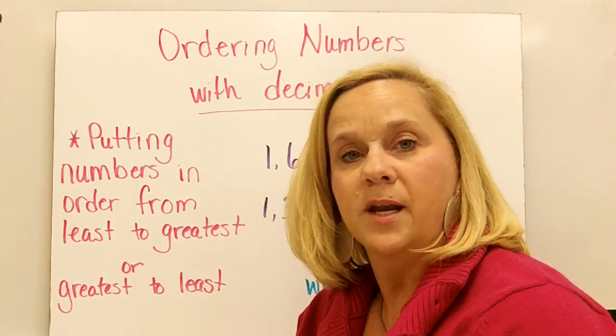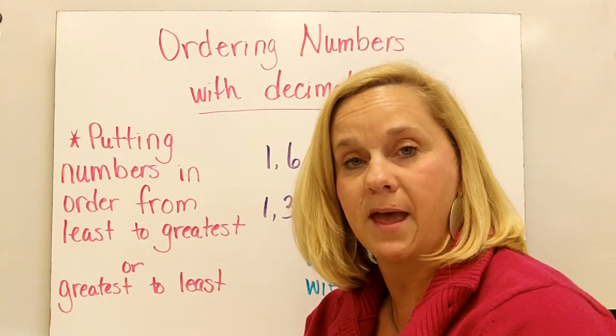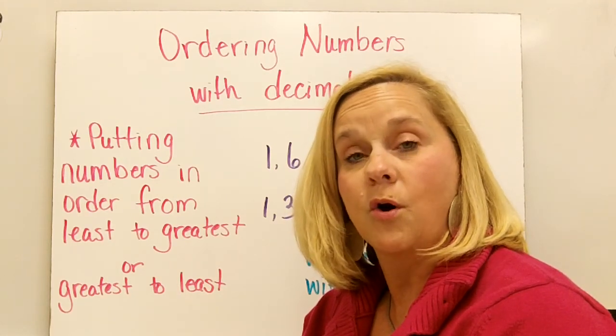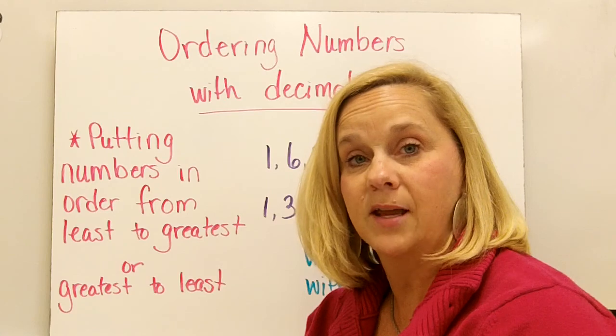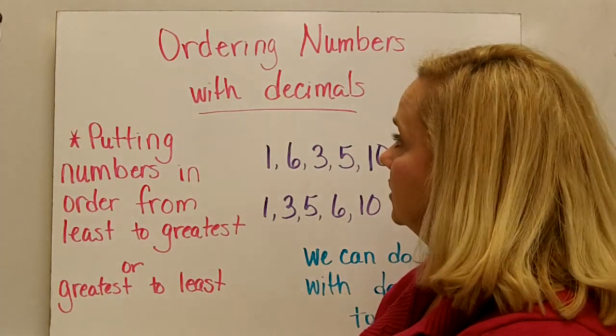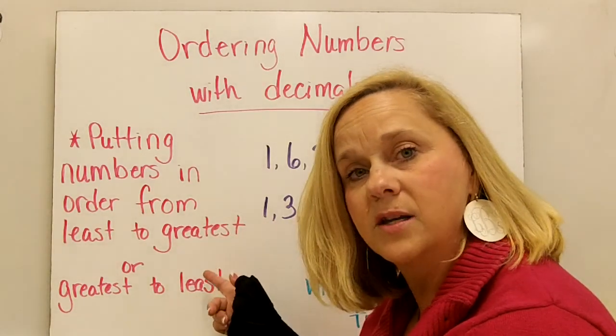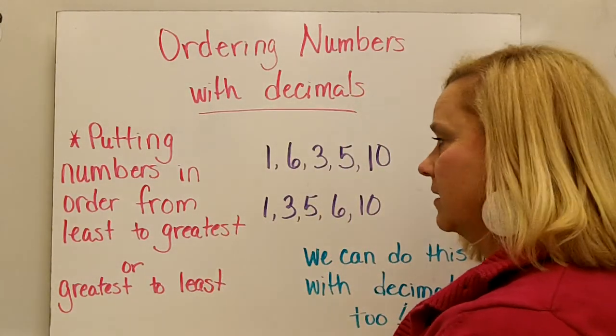Boys and girls, today we're going to be ordering numbers with decimals. We're going to be ordering them, putting them in order from the least to the greatest and from the greatest to the least. So when you order numbers with decimals, you're putting them in order, like I just said, from the least to the greatest or the greatest to the least.